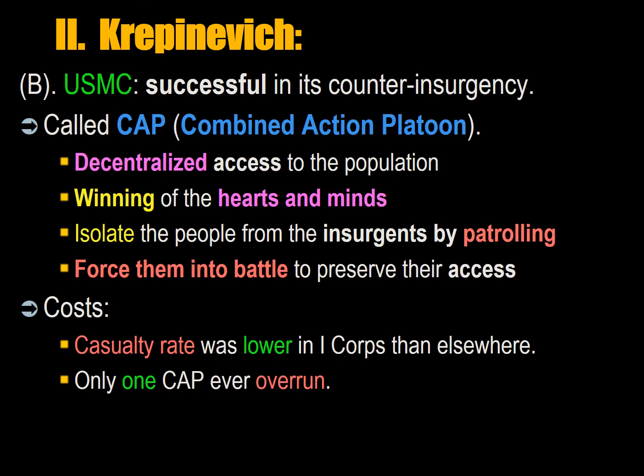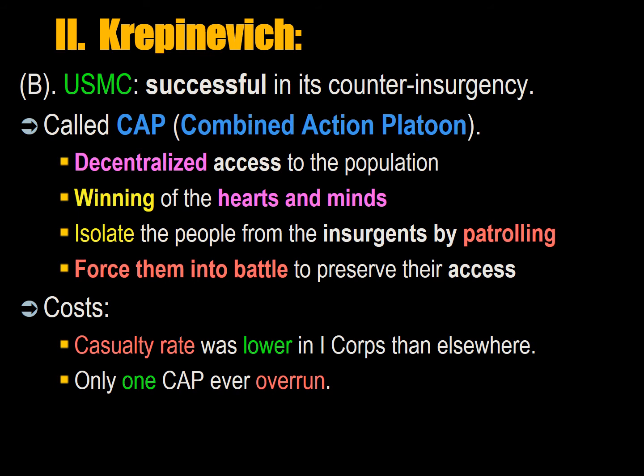In contrast to the doctrine of the U.S. Army, there was the U.S. Marine Corps. The U.S. Marine Corps was more successful in its counterinsurgency. They're deployed in I Corps, which is a region militarily defined in the north of Vietnam, which is closest to North Vietnam. So in theory, they were more exposed to North Vietnamese support to the Viet Cong and therefore should have been more vulnerable. In fact, they were far less vulnerable because the U.S. Marine Corps decentralized their forces.